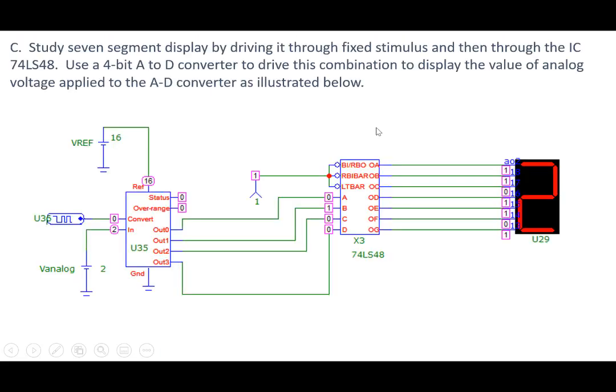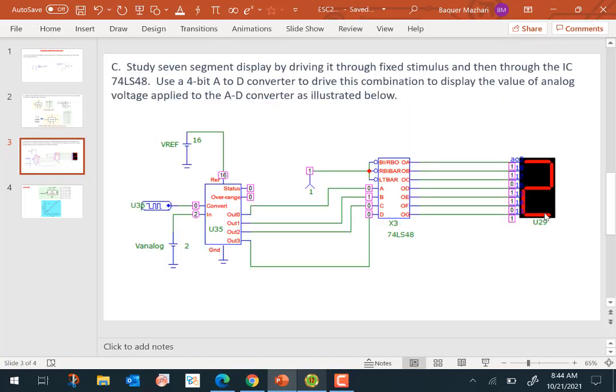And then we'll look at use of 7-segment displays and A to D converters, where we would take an analog voltage, convert it into a digital output, and then display it on a 7-segment display here. All right, so let's open up the simulator and look at how we are going to do all these parts of the experiment here.